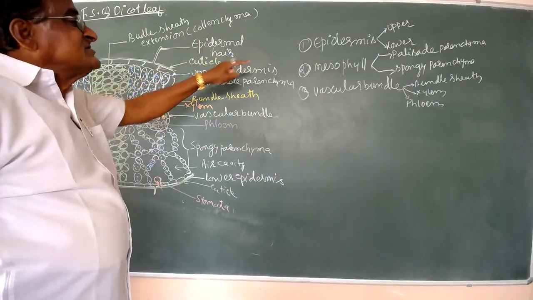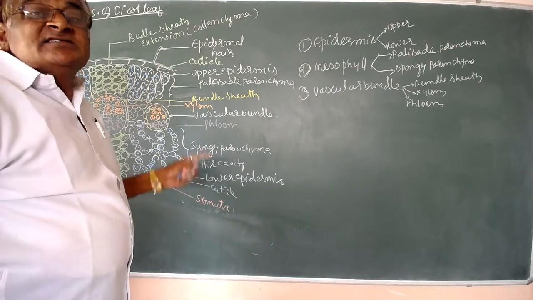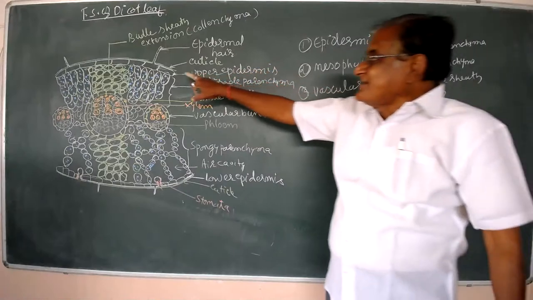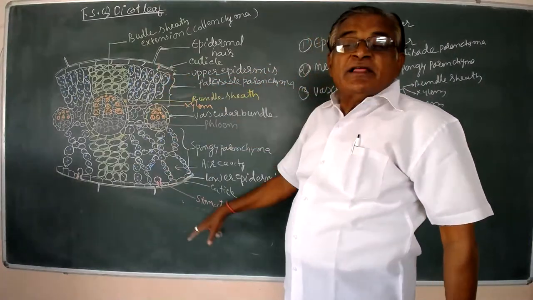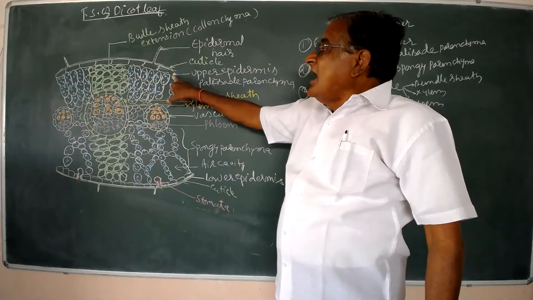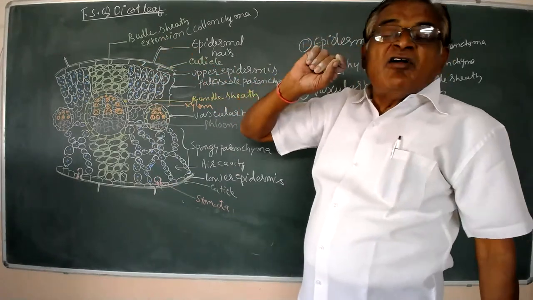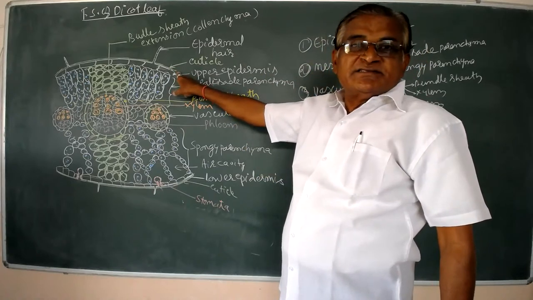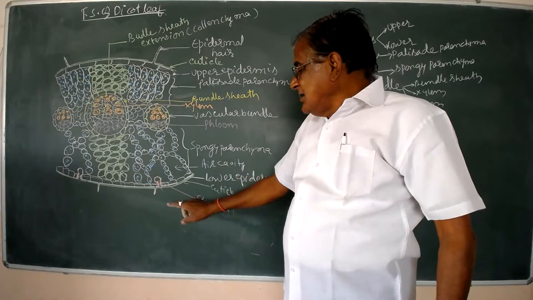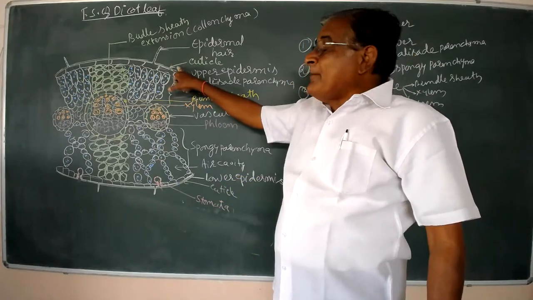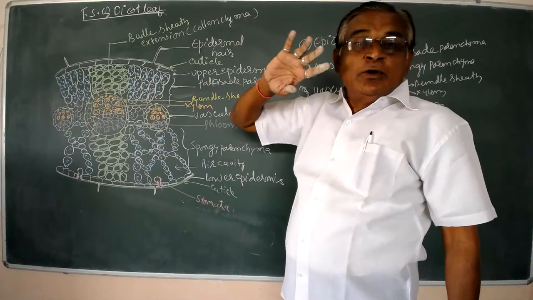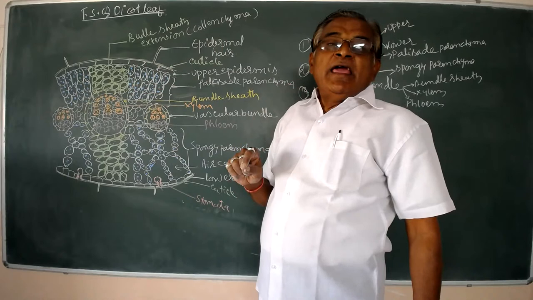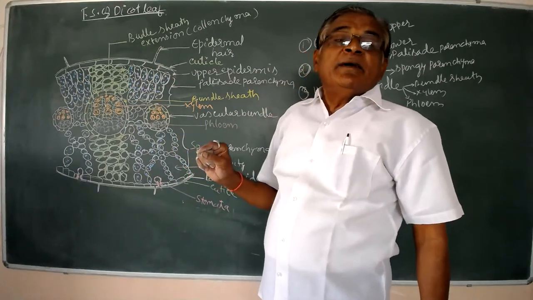The epidermis includes the upper and the lower epidermis. In the upper epidermis, the cells are barrel shaped or rectangular, and both epidermal layers are similar, but the epidermis will have a layer called the cutin layer. The cuticle is present on the epidermis, both in the upper and the lower. But in the upper epidermis, the cuticle is very thick and transparent, and it encloses the entire epidermis. It is a protective layer, cutin in the form of a layer. We call it the cuticle.